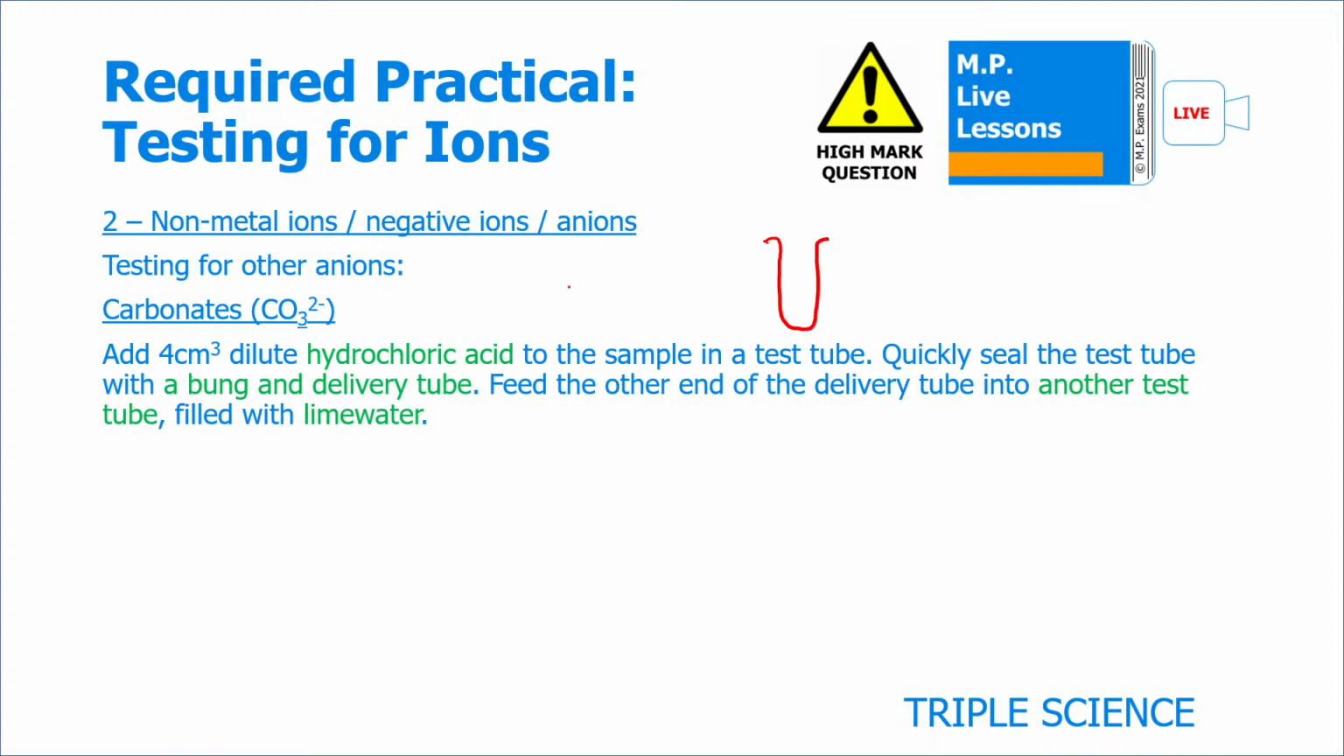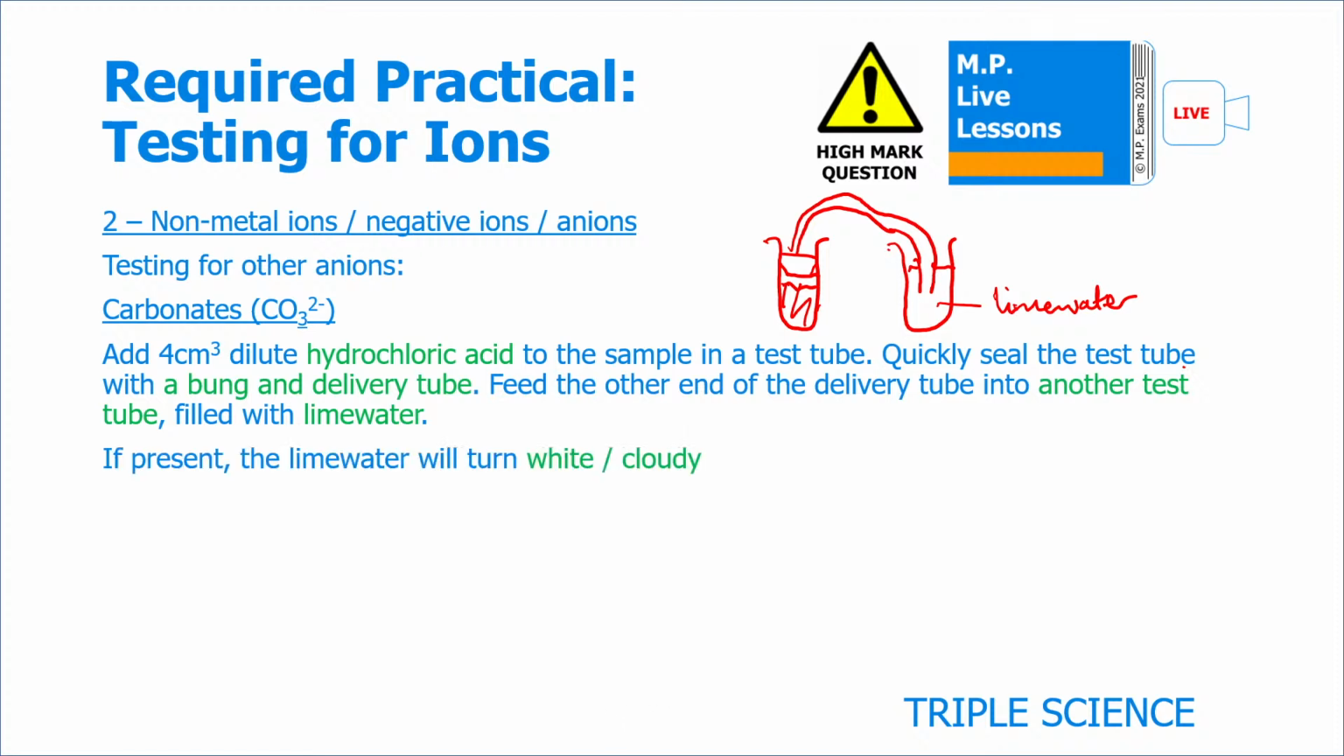So if we have our first test tube, we have the sample, then we have the sealed bung, and then the delivery tube right into this, where if the lime water here turns cloudy, that means carbon dioxide is produced. That means there are carbonates inside the sample.